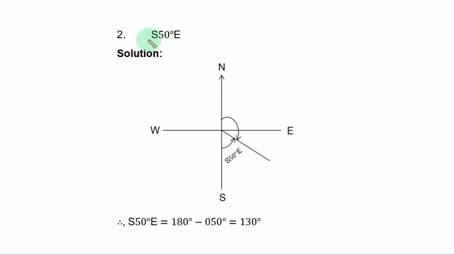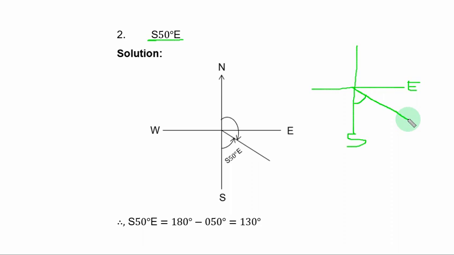Example 2, we have south 50 degrees east. So let's draw the 4 main cardinal directions. You have north, you have south, west and east. Our interest is in south to east. In this case, you are going to start from the south, because south is the second primary point. So here you start from the south and move 50 degrees toward the east. That is somewhere here to this point. So this is south 50 degrees east.